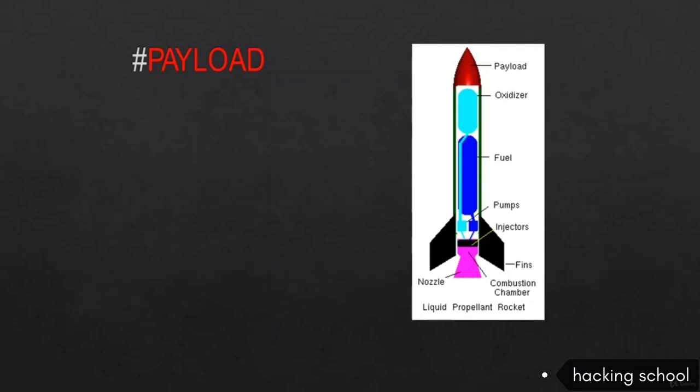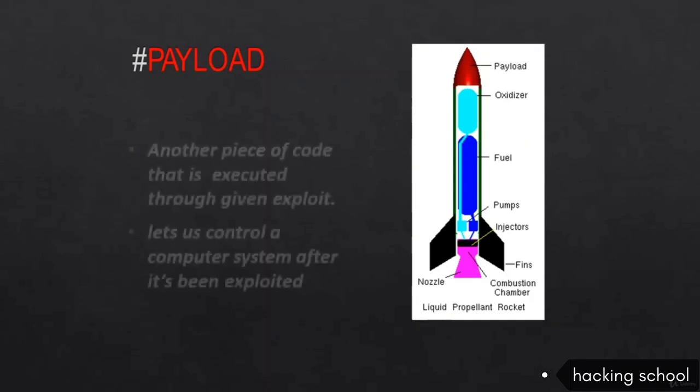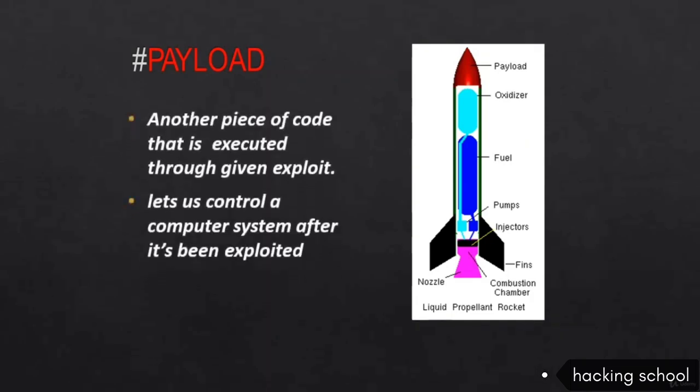Now, the hacker has permission to access the victim's device, and the embedded payload sends information to the hacker as it is connected to the hacker's PC as well. For example, you can click photos using the camera, access the microphone, and many more things. So, in simple terms, a payload is another piece of code that is executed through a given exploit, and it lets us control a computer system after it's been exploited.